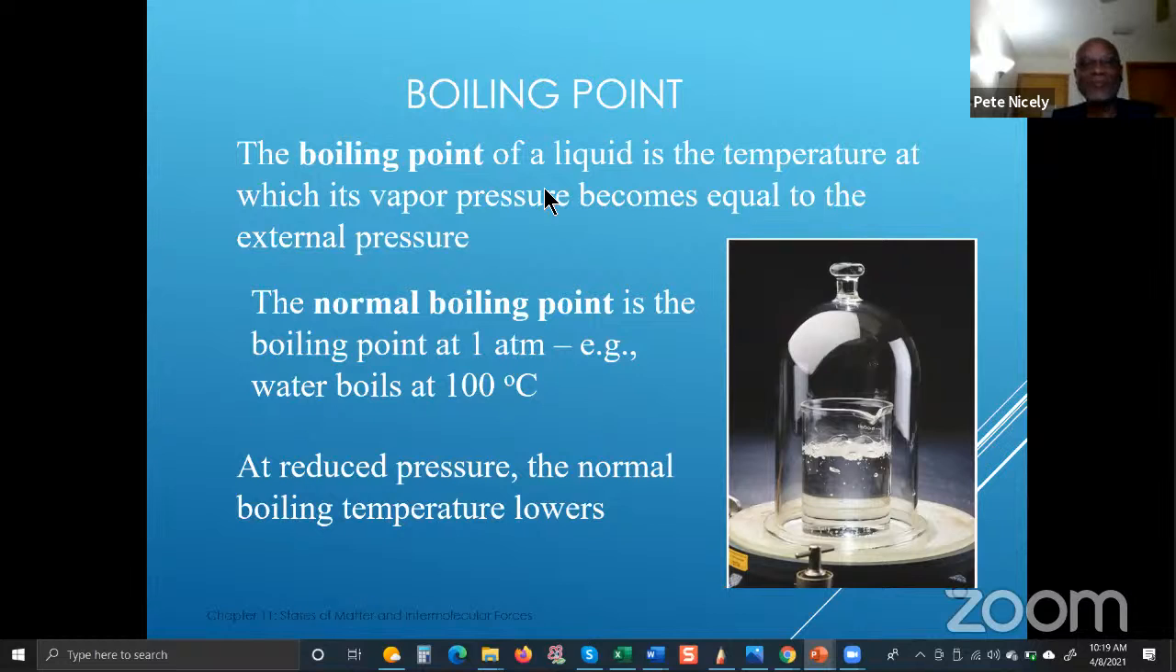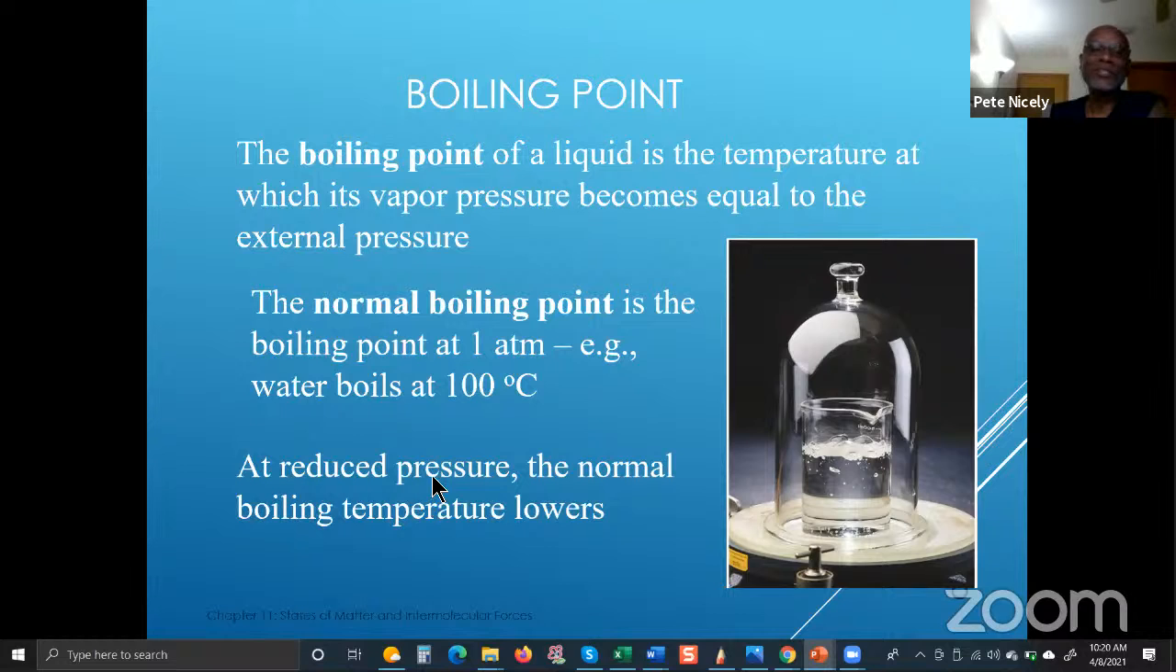Now, let's define another term, the boiling point. The boiling point of a liquid is the temperature at which its vapor pressure becomes equal to the external pressure. So if the external pressure is equal to the vapor pressure, then the temperature at which that occurs will be the boiling point. And then the normal boiling point is the boiling point when the external pressure is 1 atmosphere. So if the external pressure is 1 atmosphere, and that is equal to the vapor pressure, then the temperature at which that occurs will be the boiling point of that liquid. In this case, for water, the boiling point would be 100 degrees Celsius.